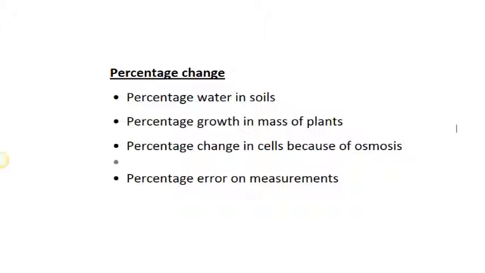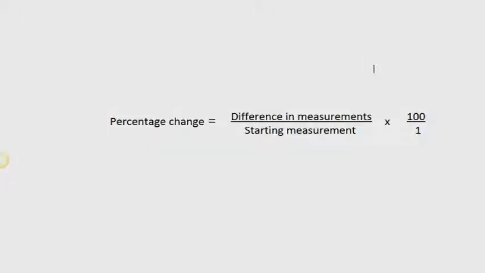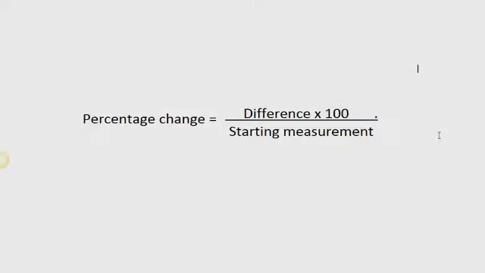The formula for percentage change is, as is shown here, the difference in measurements divided by the starting measurement, then multiplied by 100 over 1 in order to make it into a percentage. This can be rewritten like this: difference times 100 over the starting measurement.